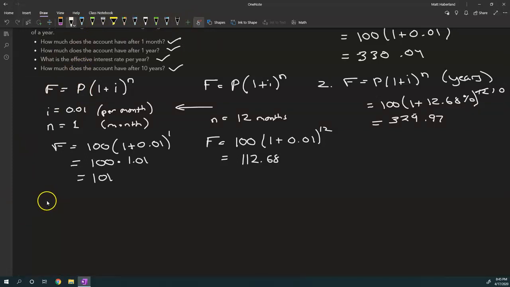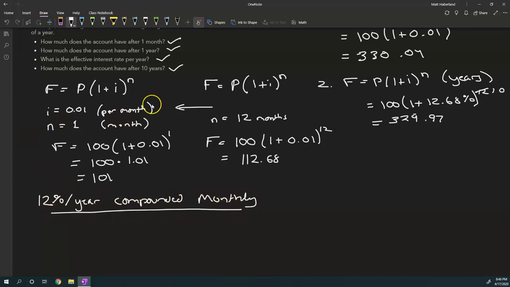So this is 12% per year compounded monthly. Whereas before we just said it was 1% per month, and it's compounded monthly. But now we've got 12% per year compounded monthly. So first we find the effective interest rate per year.